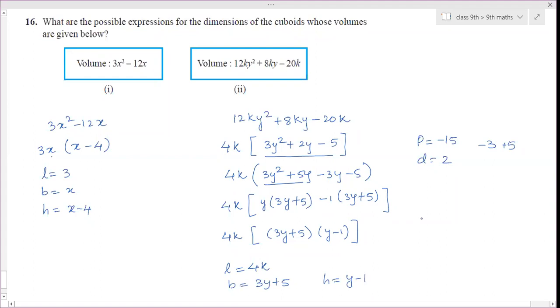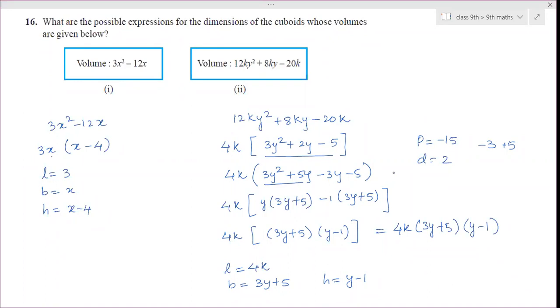Anything, anywhere you can consider, doesn't matter. Ma'am, it is like 4k into bracket 3y plus 5 and y minus 1. Yes. 4k also we can write in a bracket and there will be only 3 terms. Yes, that is also possible. Many possibilities are there. It is not only one possibility. K inside the bracket is also possible, or maybe k outside, 4 inside the bracket, that is also possible. You can use any one of them. Is it clear? Yes, ma'am.